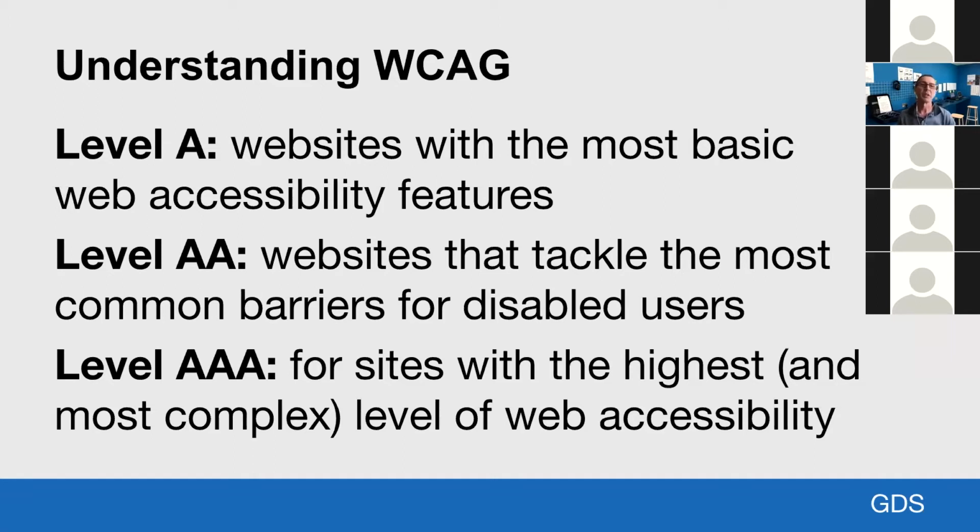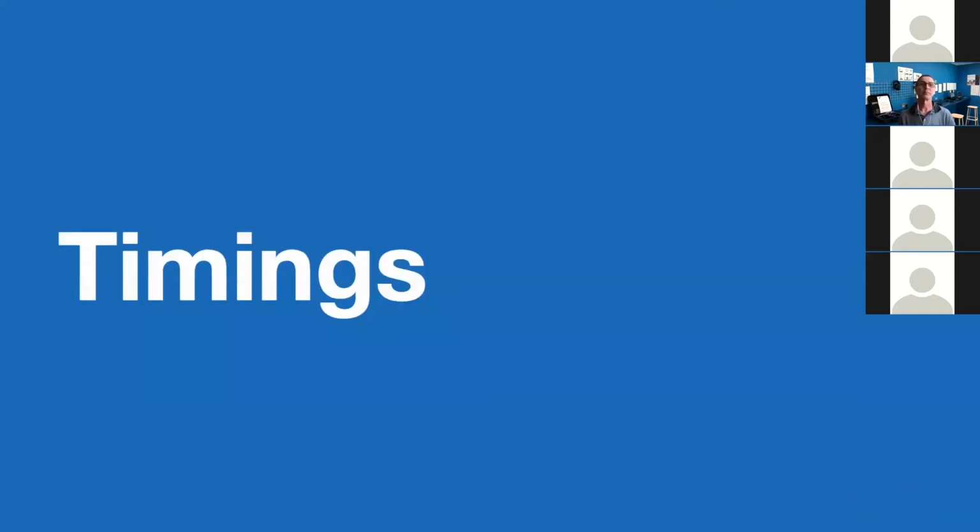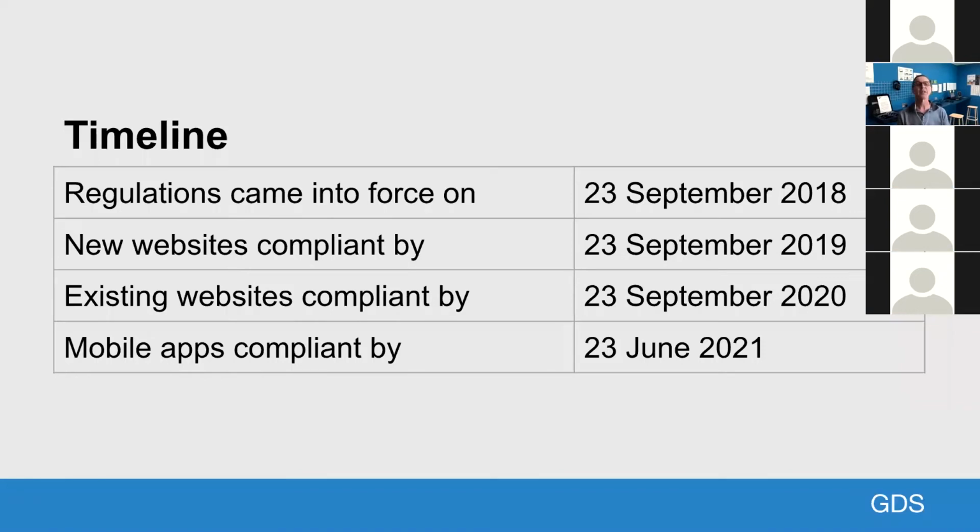And just to remind you that the level required for the new legislation is level AA, and that includes level A and level AA. So there are some timings for the new regulations. The regulations came into force on September 23rd, 2018.